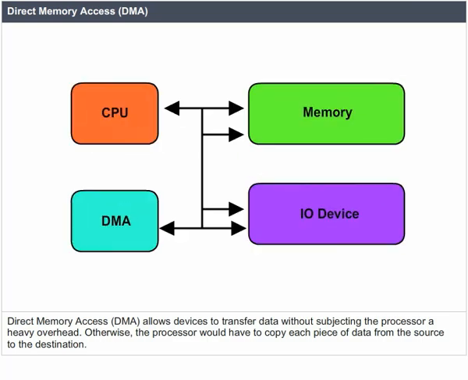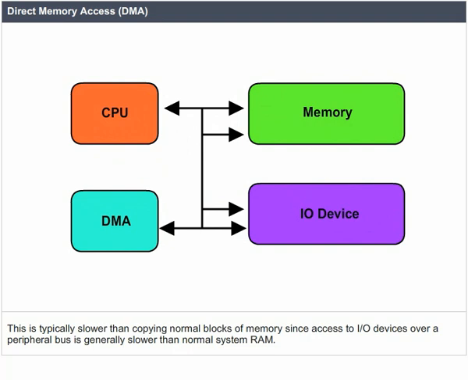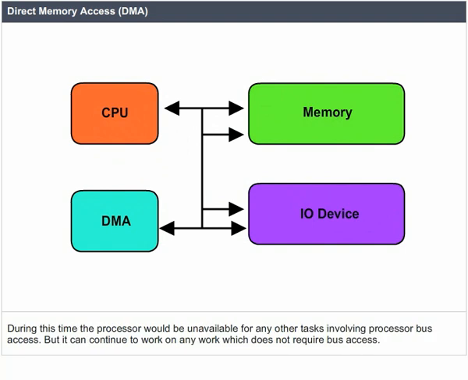Direct Memory Access (DMA). Direct Memory Access allows devices to transfer data without subjecting the processor to a heavy overhead. Otherwise, the processor would have to copy each piece of data from the source to the destination. This is typically slower than copying normal blocks of memory, since access to input-output devices over a peripheral bus is generally slower than normal system RAM. During this time, the processor would be unavailable for any other tasks involving processor bus access, but it can continue to work on any work which does not require bus access.